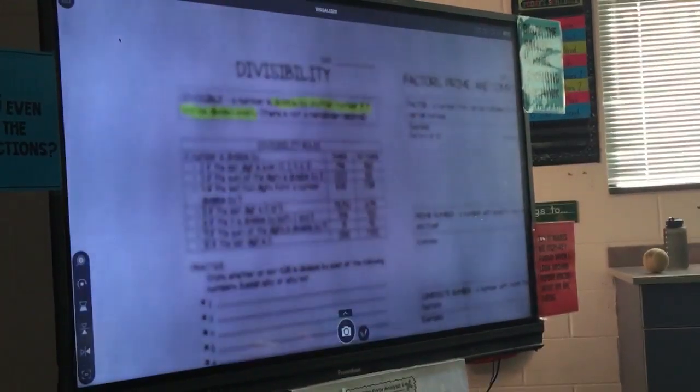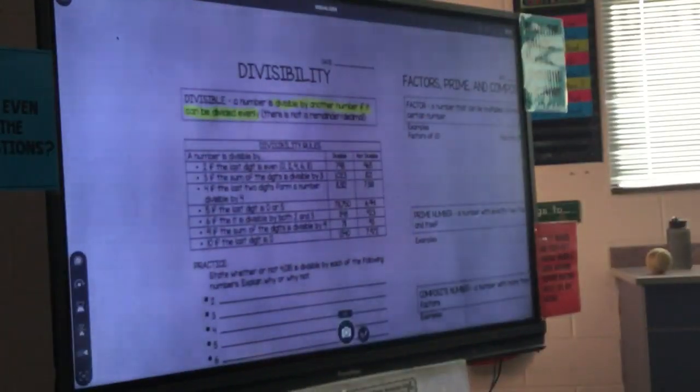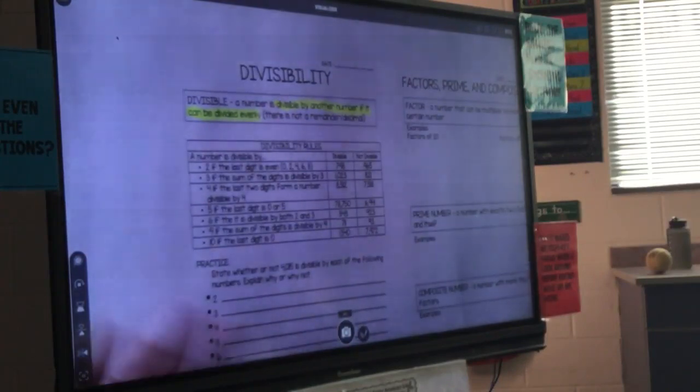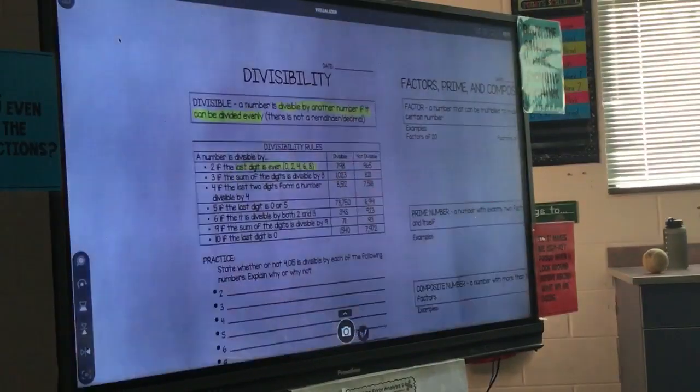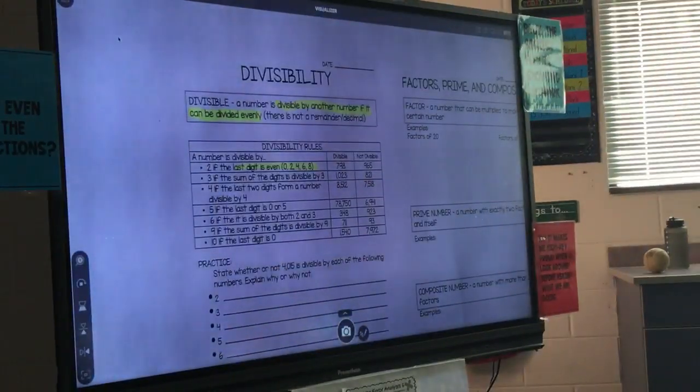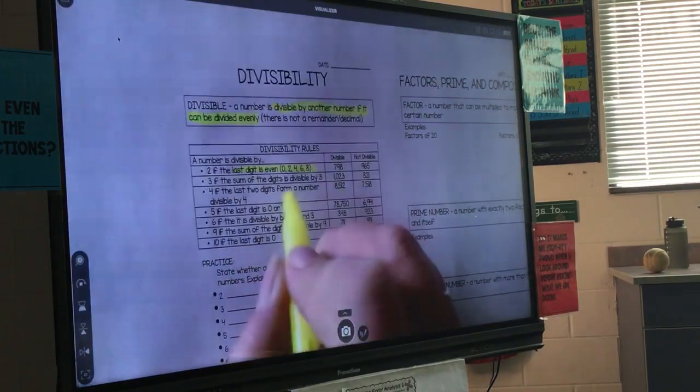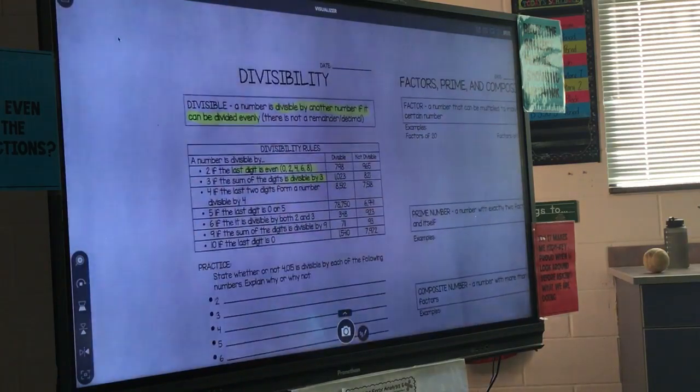Alright, so here are the rules for how numbers become divisible. A number is divisible by 2 if the last digit is even. It's divisible by 3 if the sum of the digits is divisible by 3. So that means 3, 6, 9, and so on and so forth.